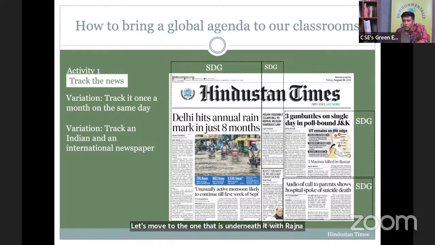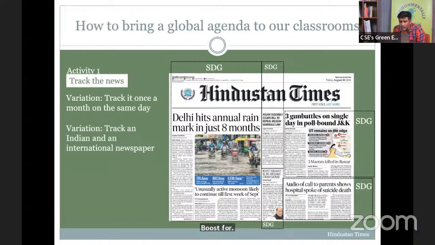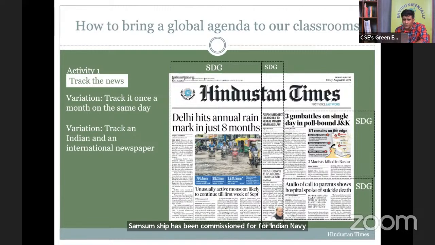Let's move to the one that is underneath it with Rajnath Singh's photograph. The headline reads, Boost for Navy as INS Aravalli is commissioned. So India's Navy is being strengthened. Can we talk about that for a brief second? Boost for Navy as INS, some ship has been commissioned for the Indian Navy. Any ideas on this? SDG 12. SDG 12 talks about responsible consumption and production.